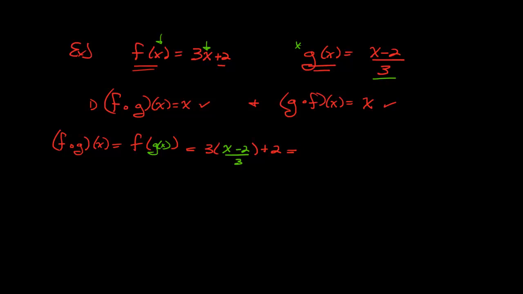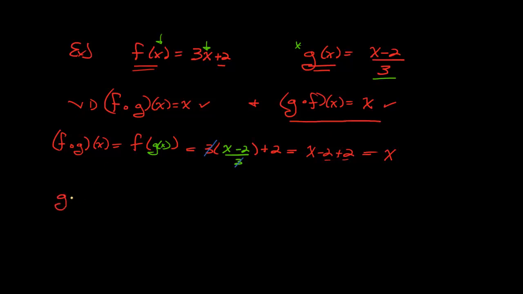Hopefully we recognize after we simplify that our 3's will cancel, and we are just going to be left with x minus 2 plus 2, then the negative 2 and the plus 2 cancel, and we're left with a value of x. So our first characteristic will hold true in this example. And let's go ahead and look at this second one. Let's go ahead and prove this second one.